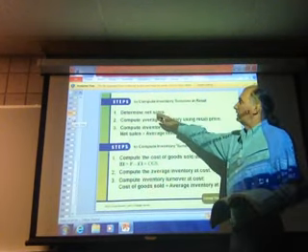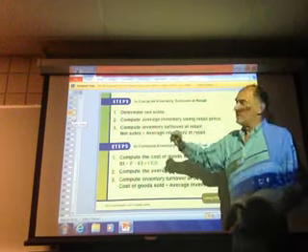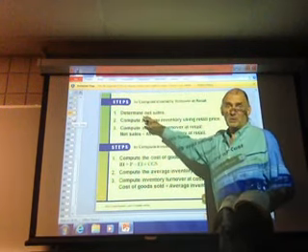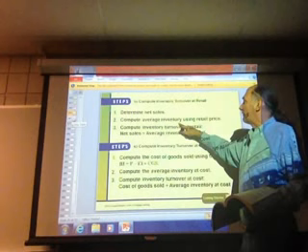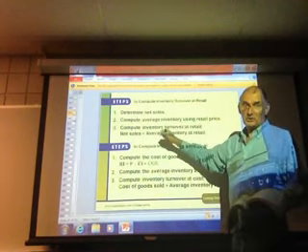Inventory by retail, determine net sales. Sometimes net sales are going to be given to you. So step one, you don't even have to do anything. Step one is just given to you. Compute average inventory using retail price. We just looked at that.